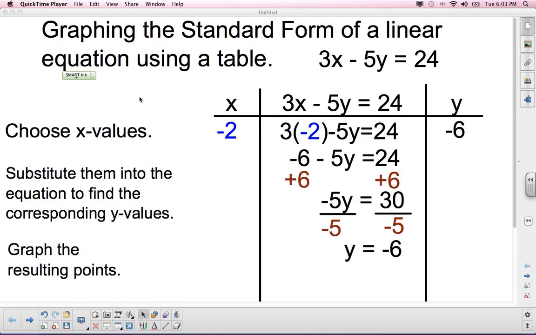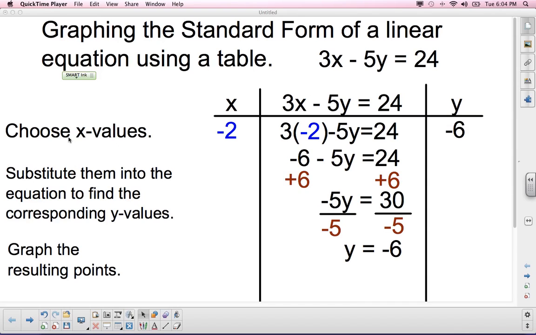This is not my favorite way to do it, but it is an option and sometimes it works very well. I'm using the example of the equation 3x minus 5y equals 24. The first thing you should do if you're going to make a table is to set up a table with an x value, with the equation that you're using or the rule that you're using, and the y value that you're going to get as a result.